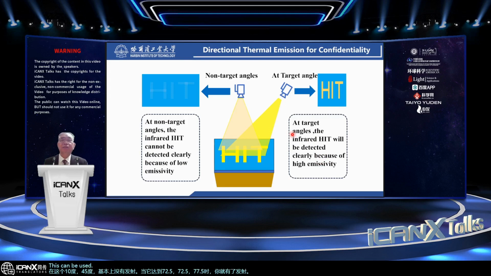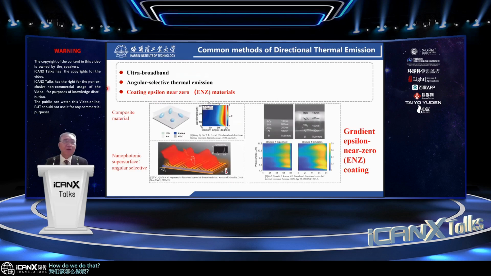This can be used in the thermal emission for confidentiality. Like here, you have this emission of HIT, this image there, emitting light. But if you put it at an angle over this, it only emits at this angle, let's say 45 degrees or 50 degrees. Then you can see clearly. And for other angles, you don't see, or you don't see clearly. So this is what we call the directional thermal emission. How do we achieve the directional thermal emission?